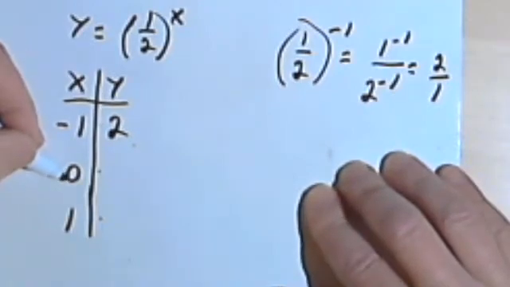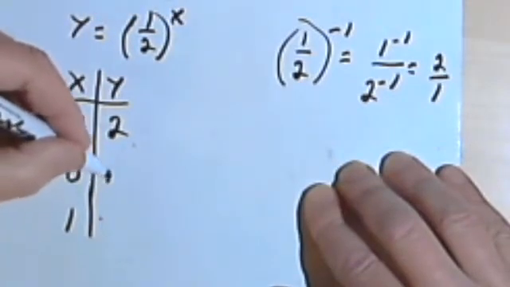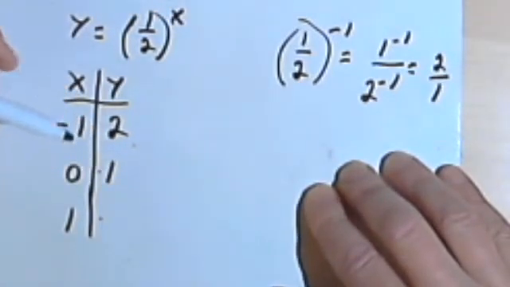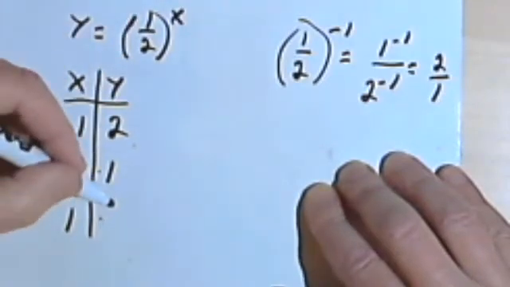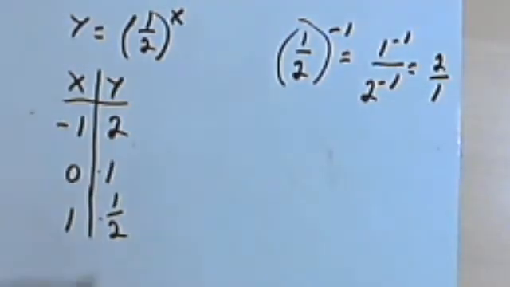What about 0? Well, 1/2 to the 0 power, once again, anything to the 0 power is 1. So this is going to be 1. How about an input of 1? Well, 1/2 to the first power is 1/2. Let's see what that looks like as a graph.